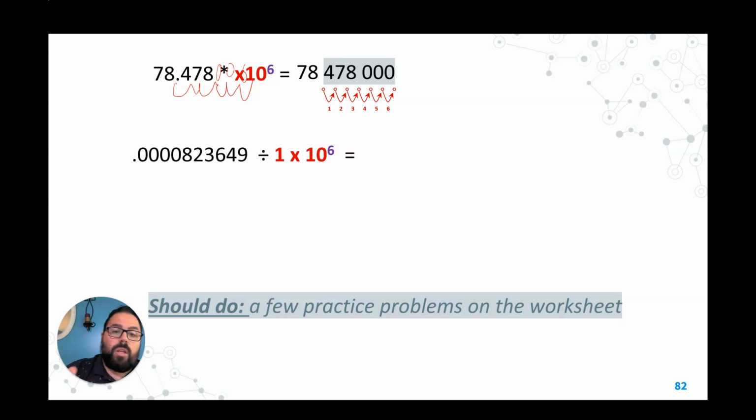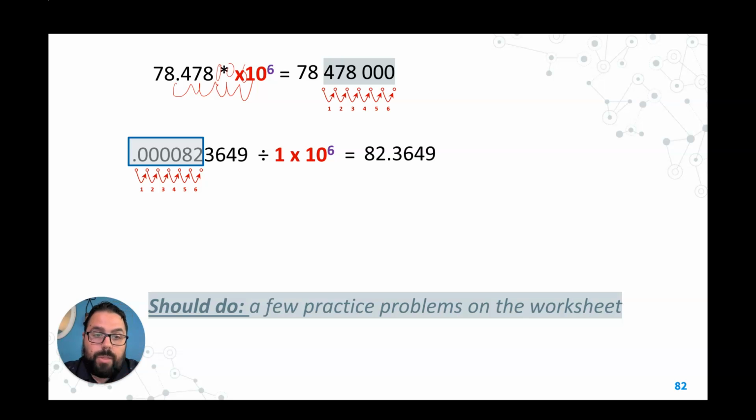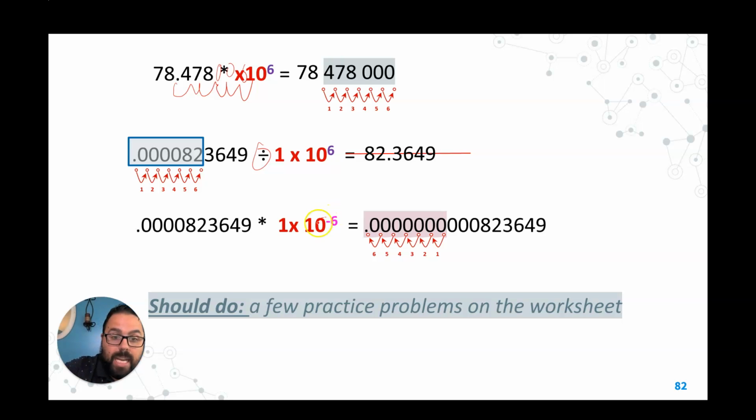And on this one, go ahead and try it. Now, what some of you might have ended up with is 82.3649. And I'm going to tell you that's wrong. I tricked you. So remember, you have to pay attention to these divide signs. It makes those negative and positive rules flip. So when you divide by it, it's the same thing as if we multiplied by a negative exponent. So we know when we multiply by a negative exponent, we have to move it to the left. So when you divide by a positive exponent, you also move it to the left. Okay, keep track of that.